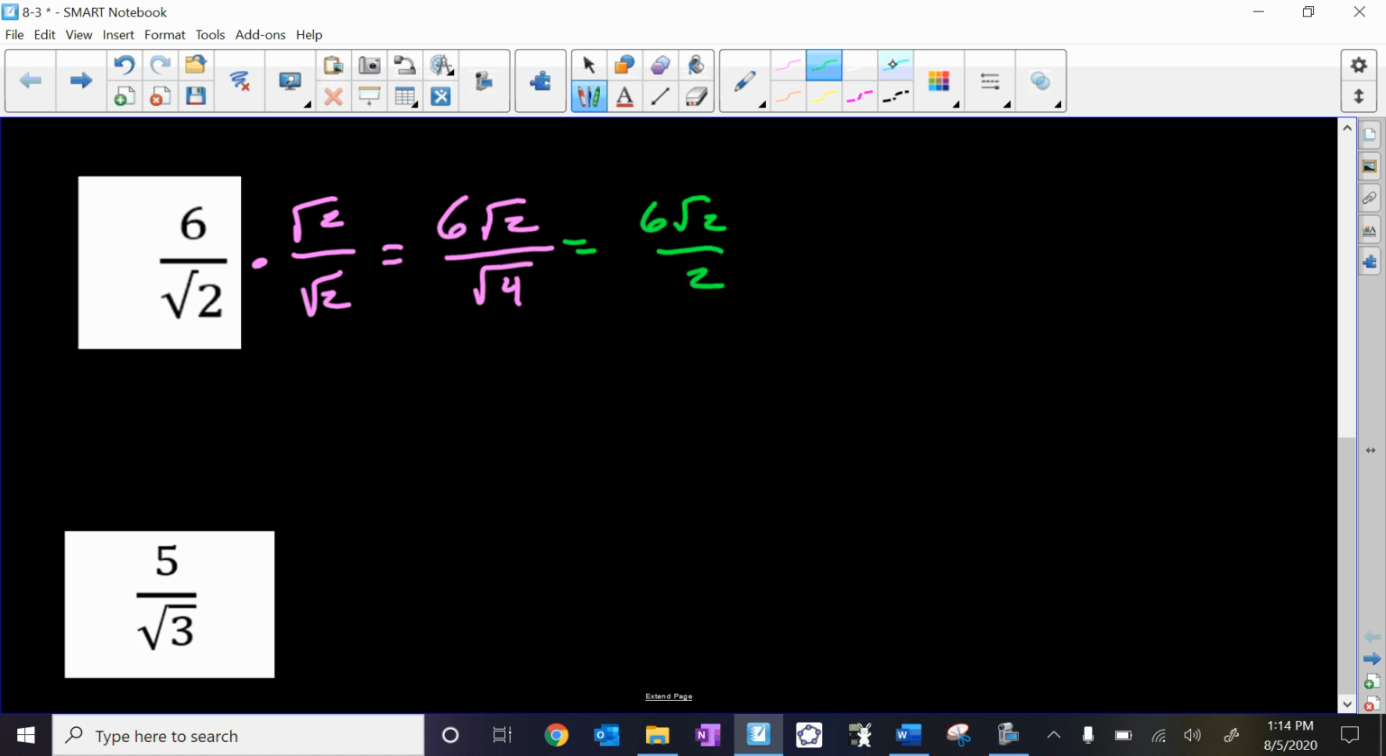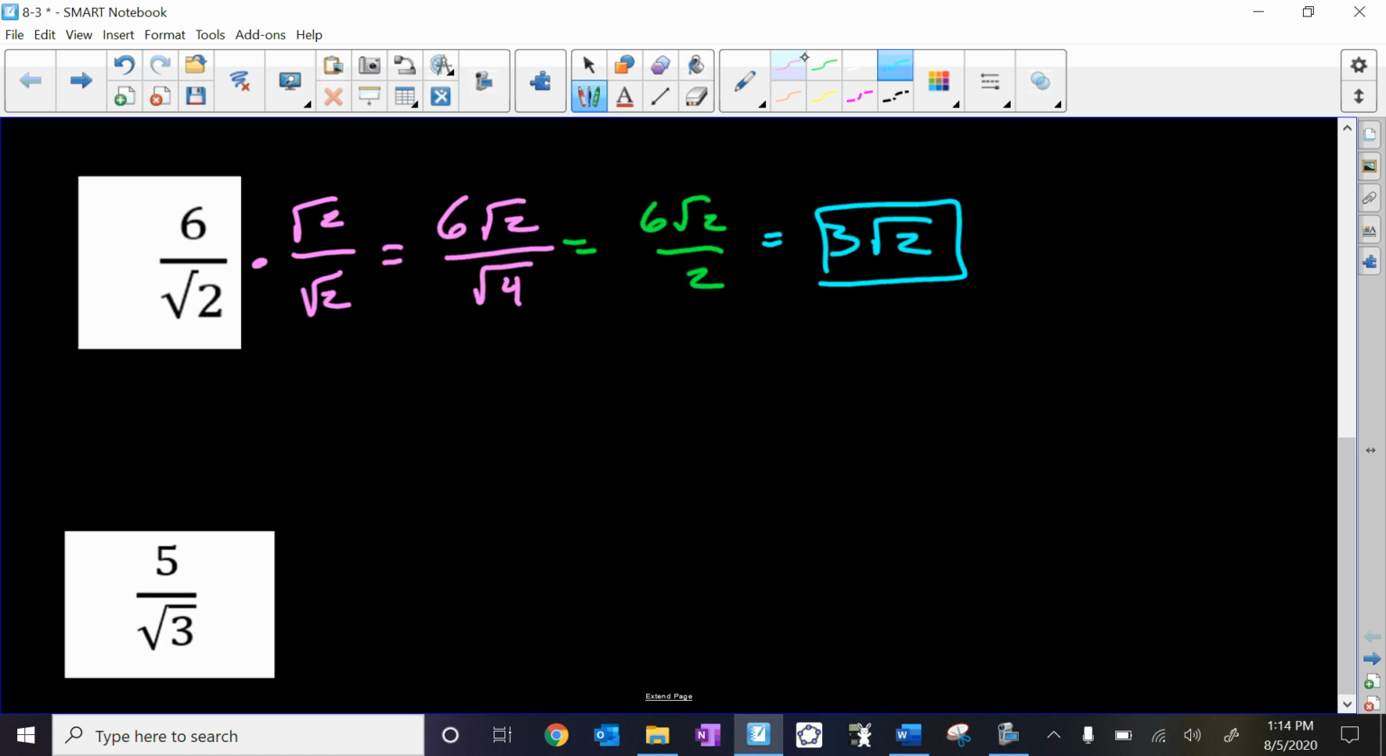I can go one step further on this one. It's like 6x divided by 2. Well, 6 divided by 2 is really just 3, so we can say that we have our final answer as 3 square root of 2, which looks a lot nicer than 6 divided by square root of 2.